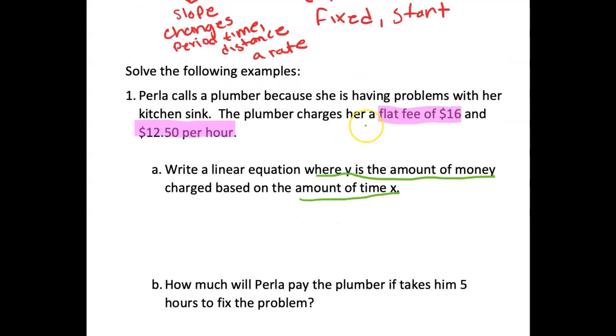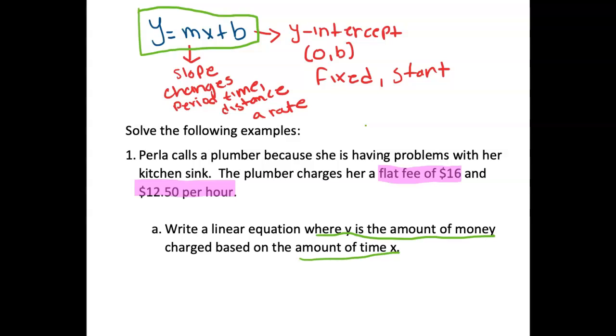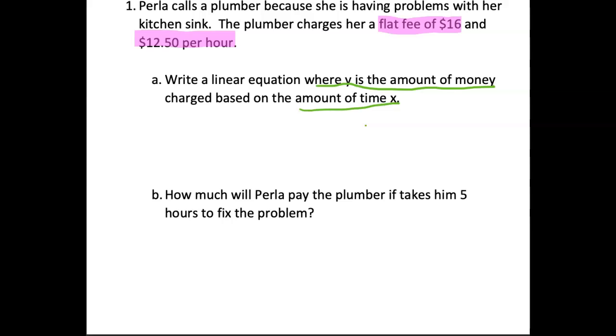So using that the slope is something that is going to change, which is going to be your m, and the b is something fixed, something that does not change, we can say y equals 12.50x, because x is the amount of time, plus the flat fee of $16. And this is your linear equation. The 12.50 will change every hour, and the 16 is the starting amount.